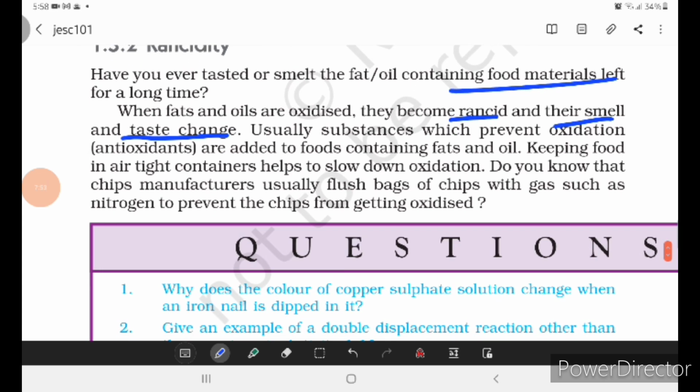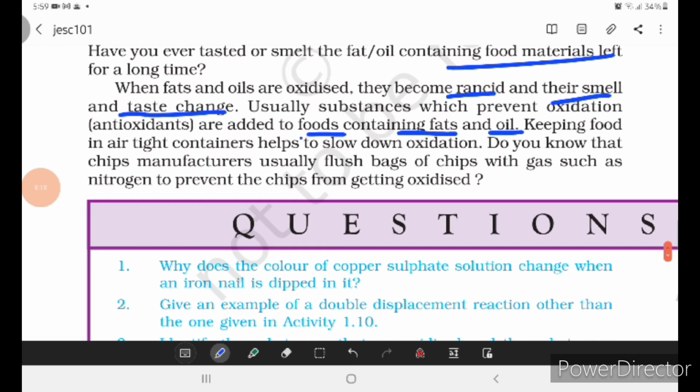Usually, substances which prevent oxidation, called antioxidants, are added to foods containing fats and oil. So when you buy food from outside which contains fat and oil, you should look for whether antioxidants are added or not. If not, then after 2 or 3 days, the fats and oils in it get oxidized and become rancid, and the smell, taste, everything changes. Keeping food in airtight containers helps to slow down this oxidation process.